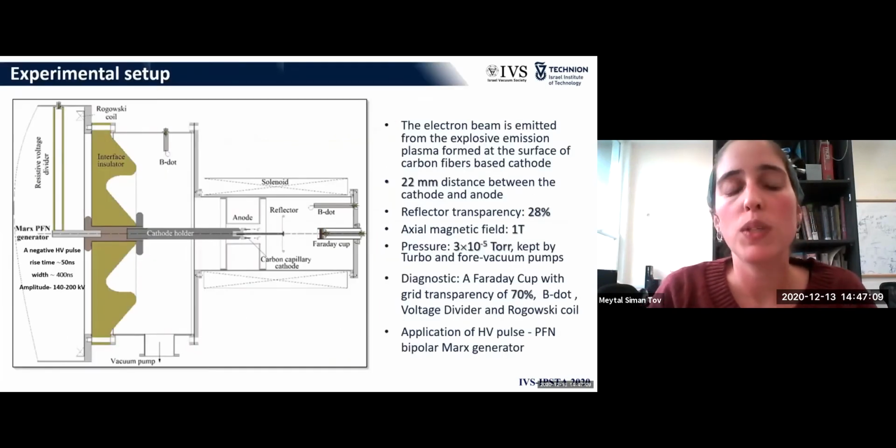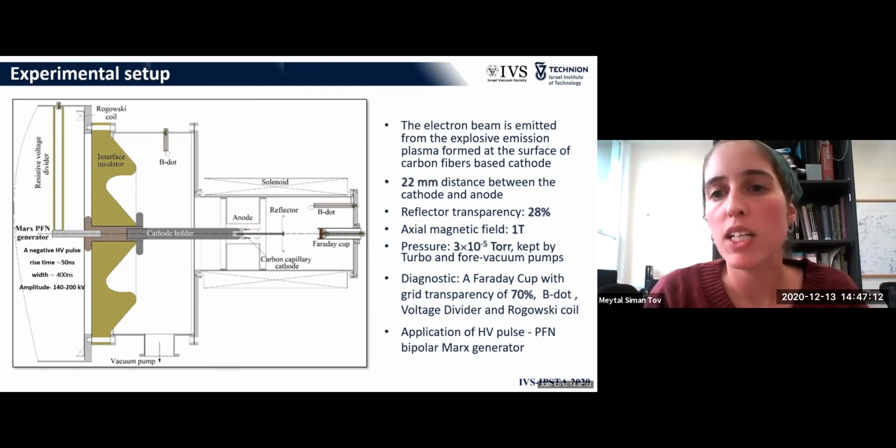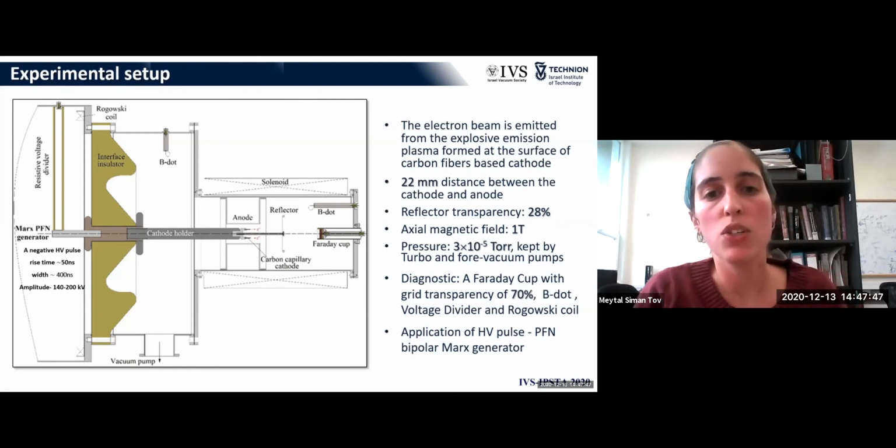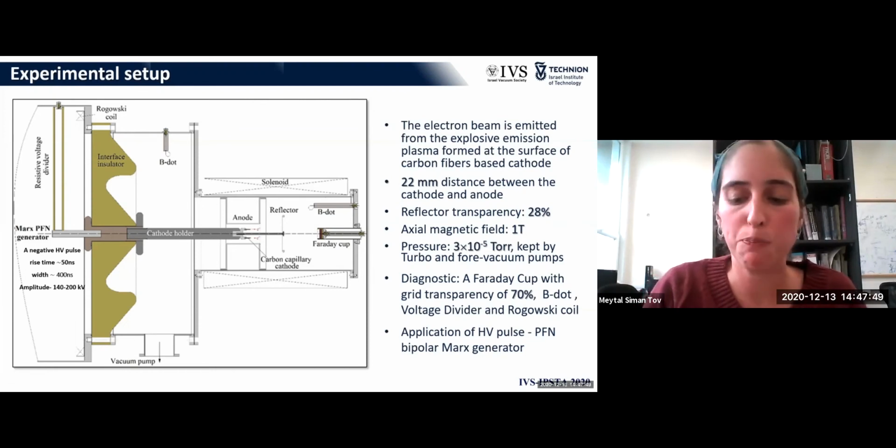Okay, based on the simulation results, we designed our experimental setup. The electron beam is emitted from the explosive emission plasma that forms at the surface of a carbon fiber-based cathode, which is here. The distance of the emitter from the radial transition of the anode was 22 millimeters. The reflector was connected to the cathode using the central rod. The reflector has finite transparency. To measure the collected current, we have a Faraday cup, and we also measure the total current using a Rogowski coil placed at the output of the generator. The whole system was assembled in a solenoid that produced an axial and uniform magnetic field of 1 Tesla.